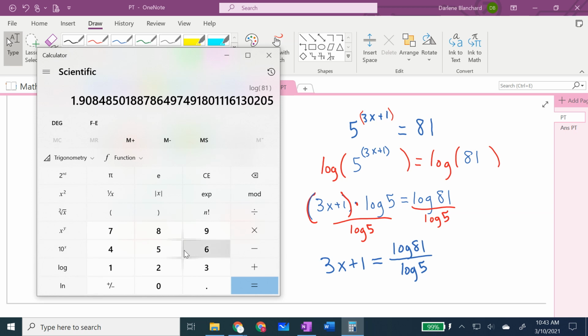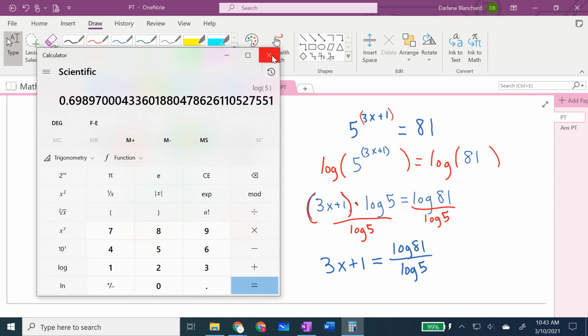Then next I need to go 5 log. And I'm getting, it rounds to 0.7. And then I'm just going to take those two numbers and divide them.